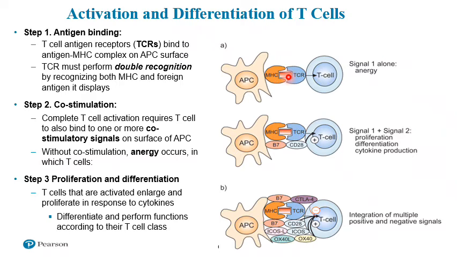T cells are activated, they enlarge, they proliferate, they clone themselves in response to cytokines. They differentiate and perform functions according to their T cell class. If they are helper T cells, they will need to help. If they are killer T cells, they will need to kill the microorganisms or cells that carry that same antigen.